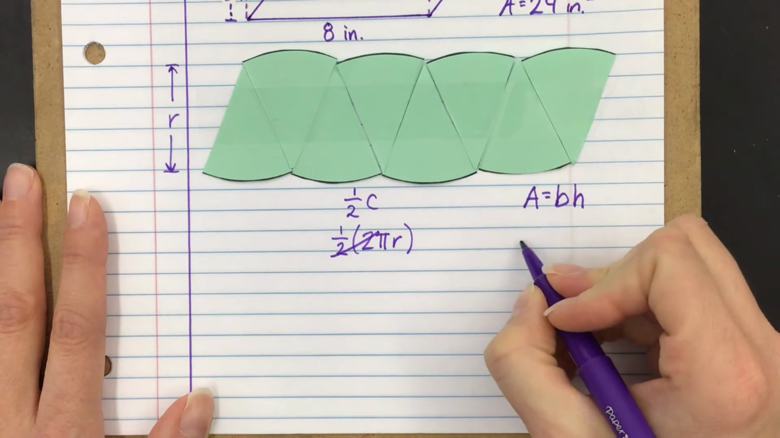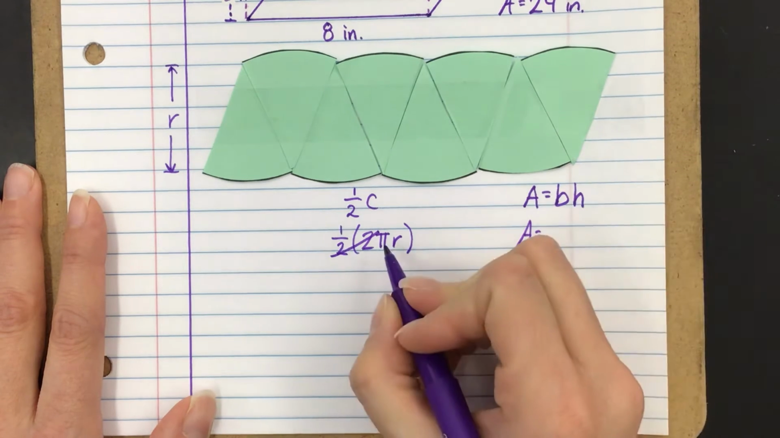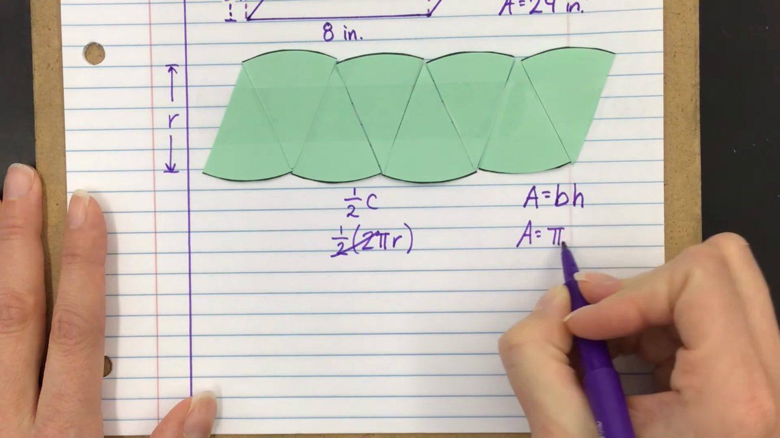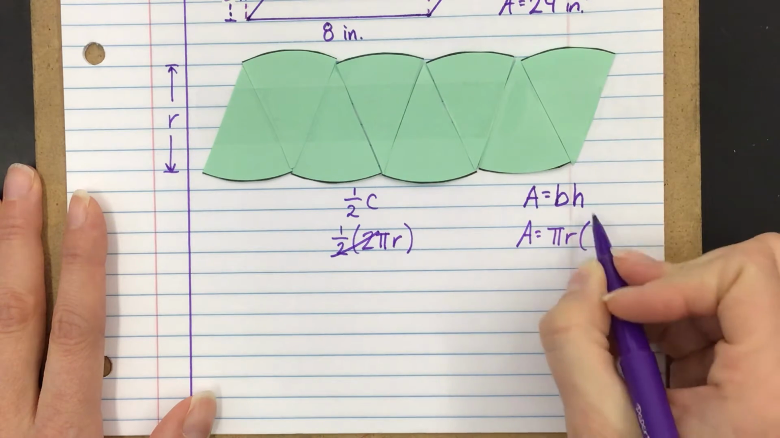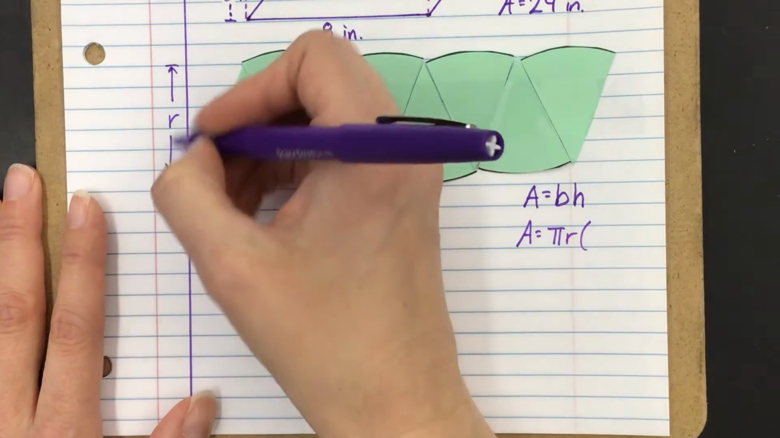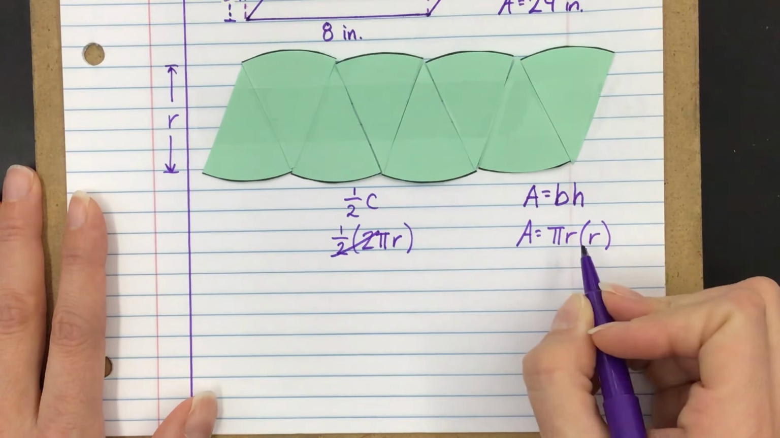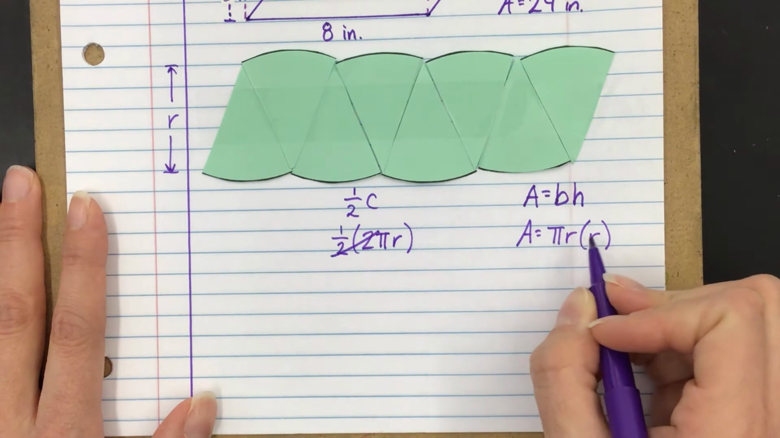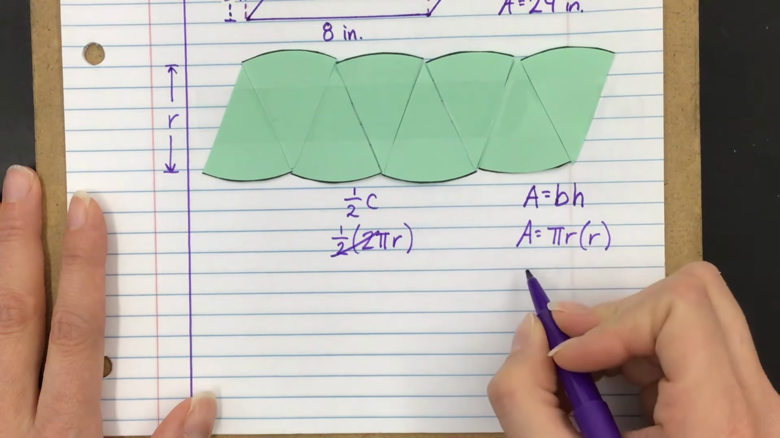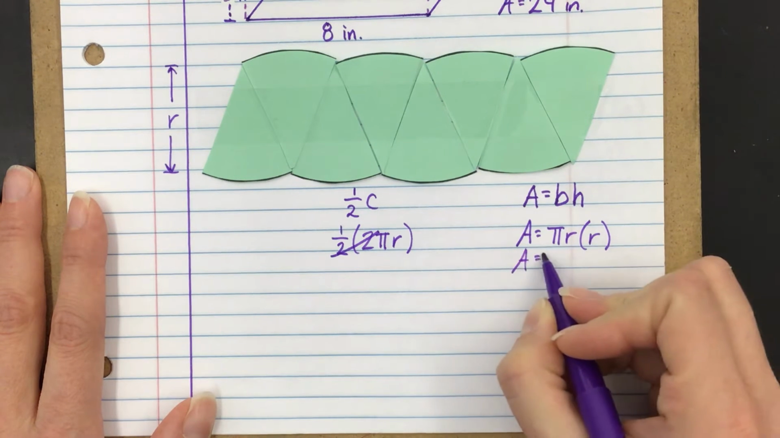So all you're left with for the length of your base here is pi r. So I'm going to fill this in. So this is going to be pi r for the base, and then we're going to multiply by the height, which is the radius. So it's pi times radius times radius. Well, when you have something multiplying by itself, we can say that is r squared.